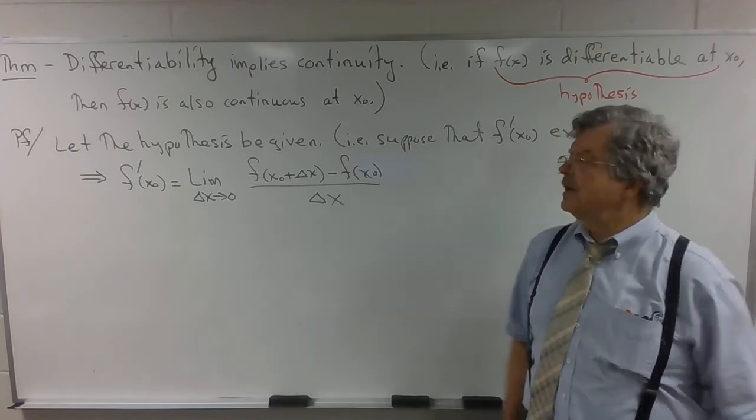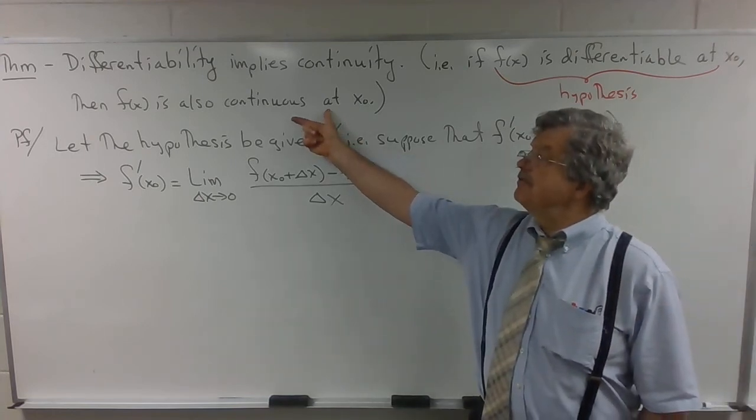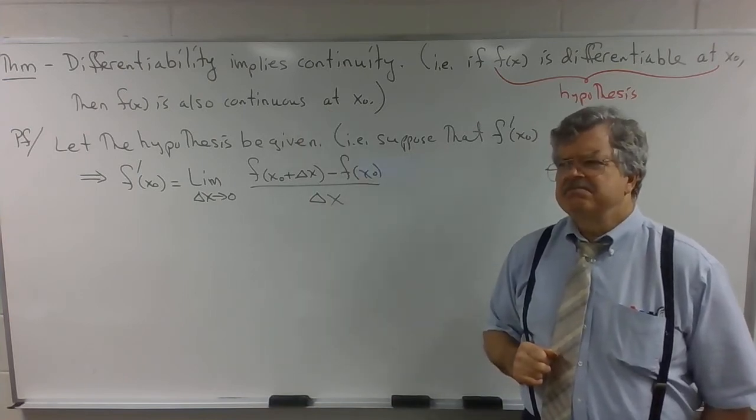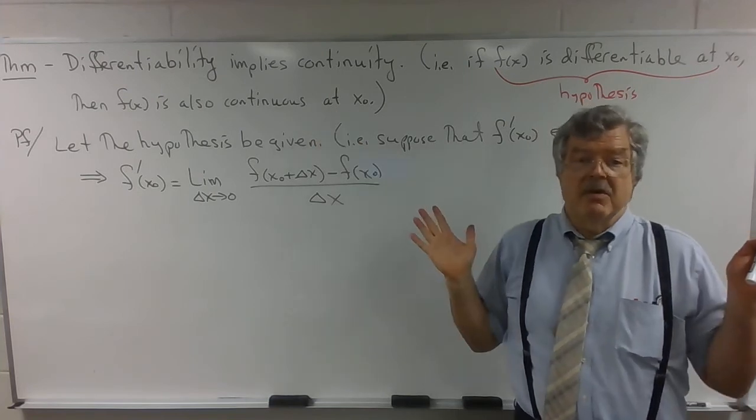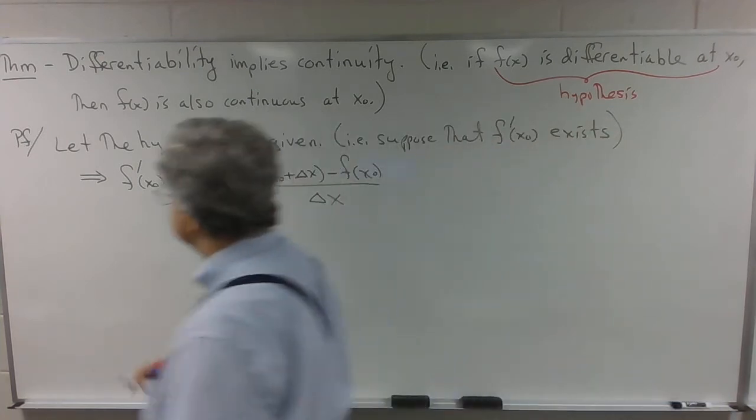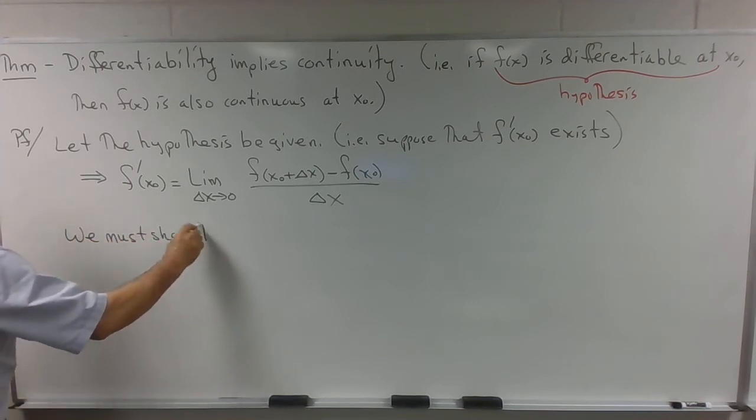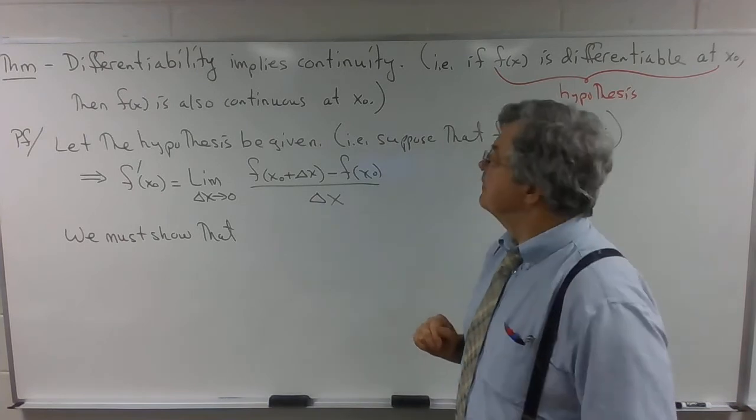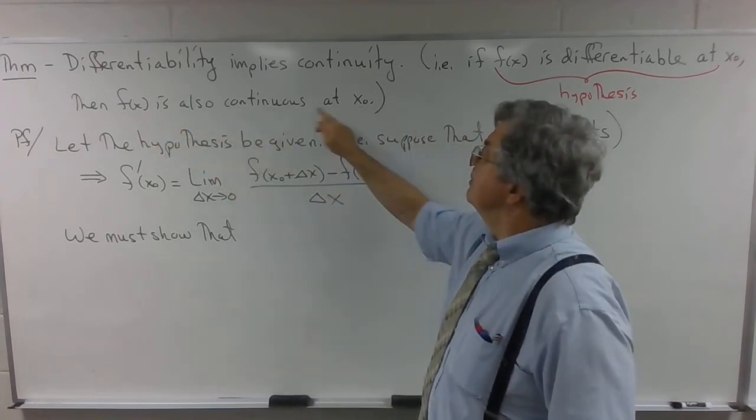I still don't know what to do. So I'll look at what it is I'm trying to prove. I'm trying to prove that f of x is continuous at x naught. Well, what does that mean? What do I have to show to prove that f of x is continuous at x naught? Since I don't know what else to do, I'll write down what I have to show to prove this.